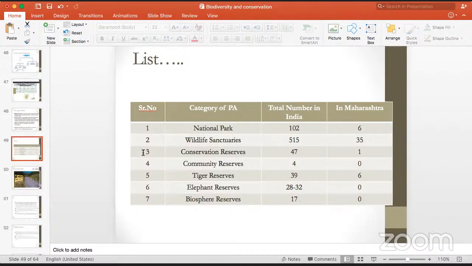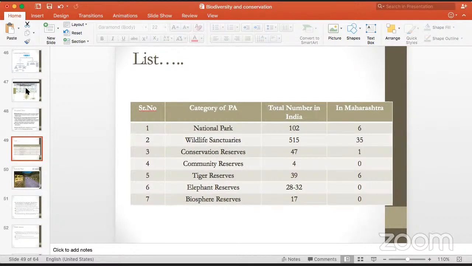So both these, number three and number four, they can be private. So internationally, a lot of these community reserves are there because internationally, conservation takes place privately also. But in India, most of the conservation is by the government. Then you have tiger reserves, elephant reserves, and of course you have biosphere reserves.